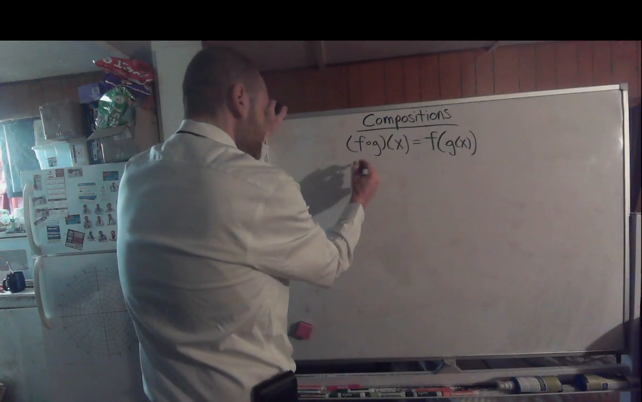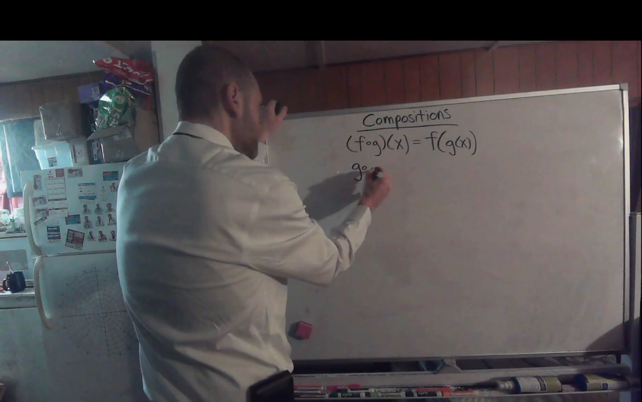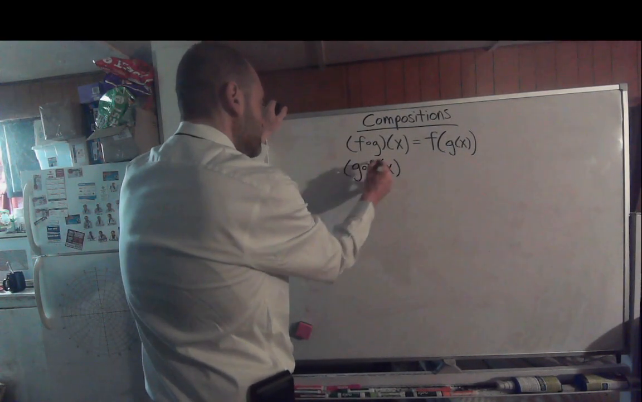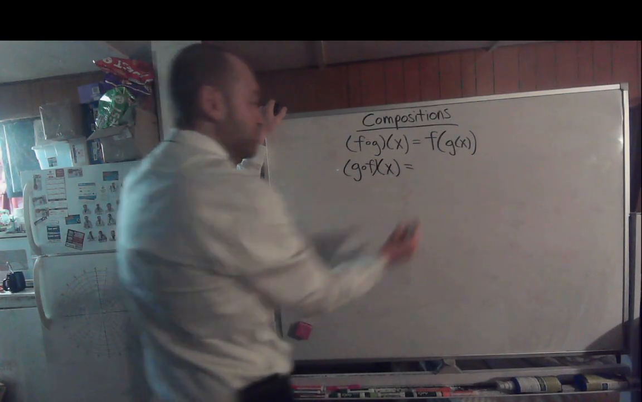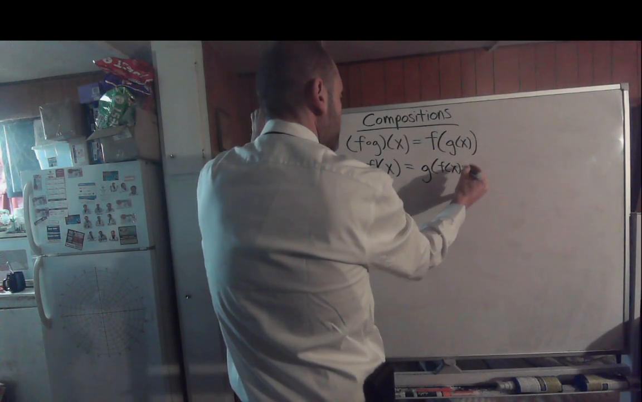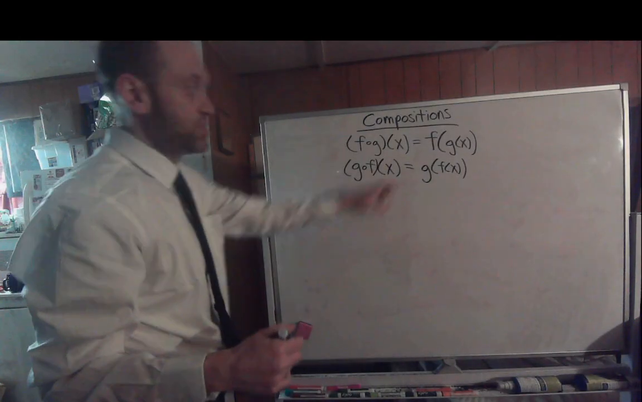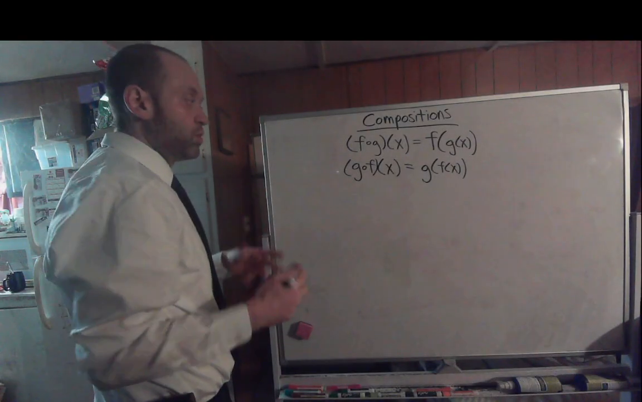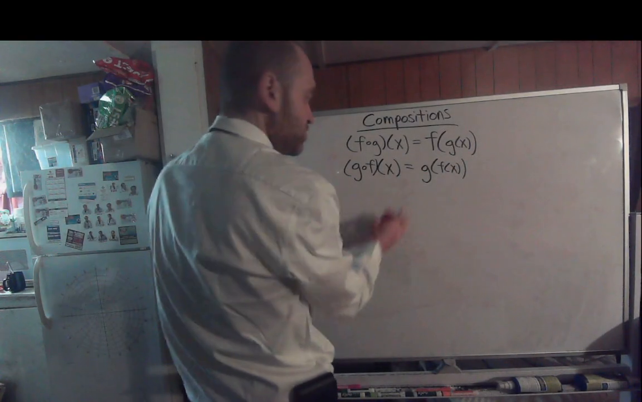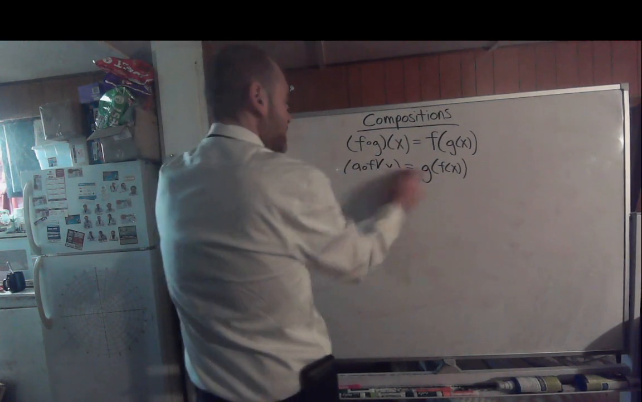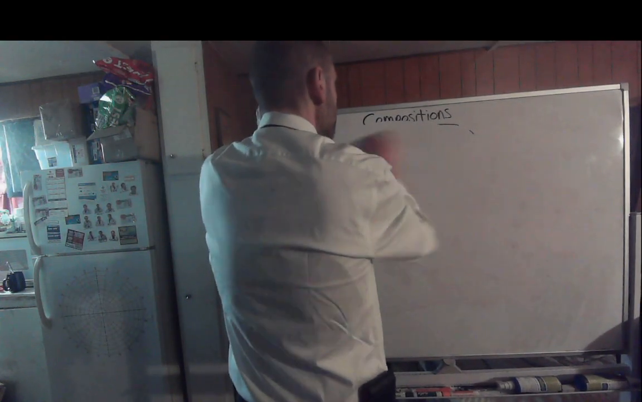Or you could also do g composition f of x, which would end up being g of f of x, and they're not necessarily going to be equal to each other. These two do not always equal each other. So you have to know what you're substituting in. This is just two of many ways you may see it. So that's what a composition is. Now let's go ahead and get started here on some examples.